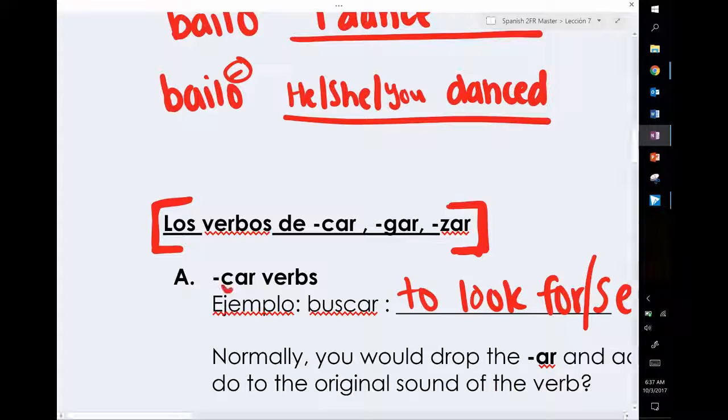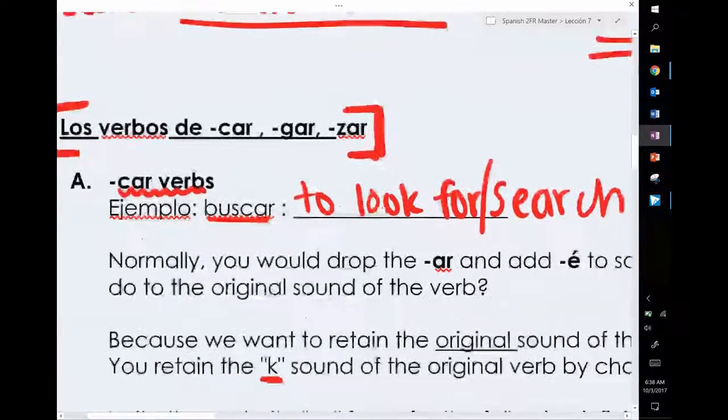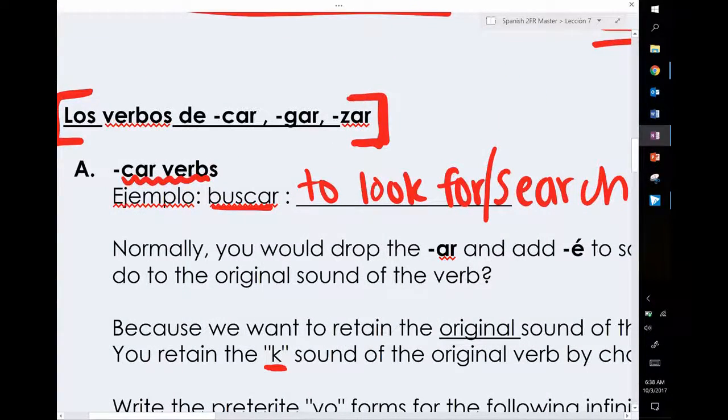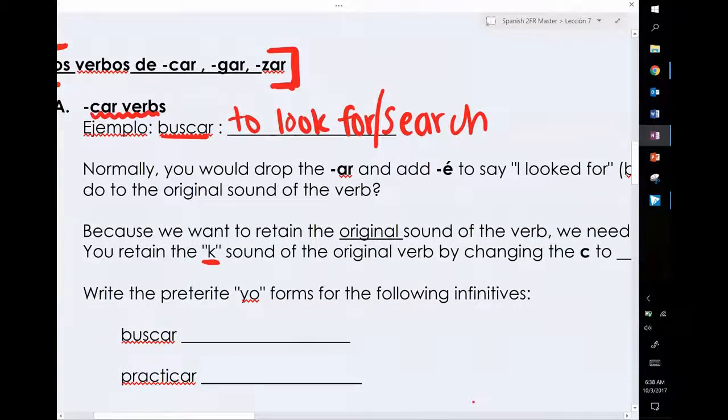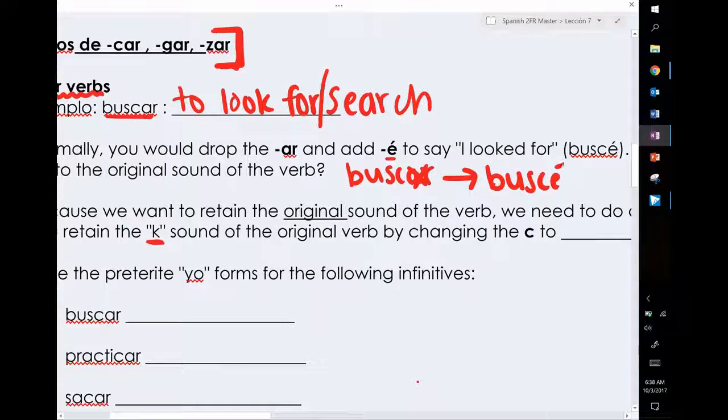We're going to start with car verbs. These are verbs that end in car, like buscar from our list of Spanish 1 verbs, which means to look for or to search. Normally, when we conjugate buscar into the preterite yo form, we drop our AR and add é. So you'd get buscé. Does buscé sound like buscar?